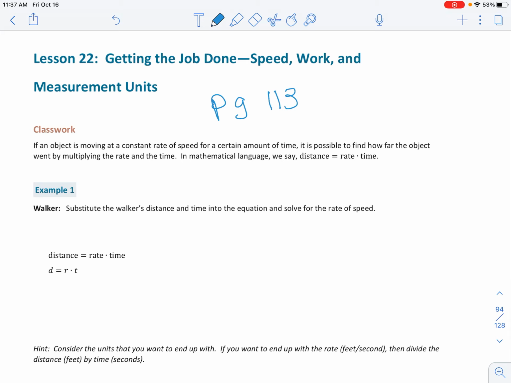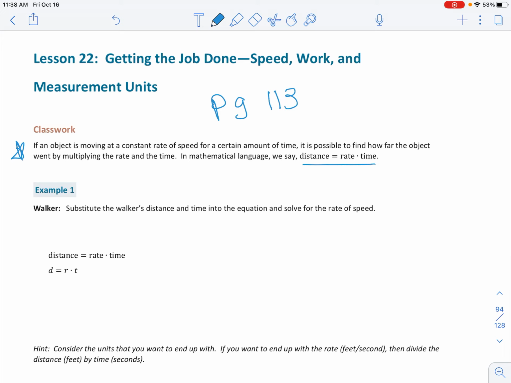So our classwork: if an object is moving at a constant rate of speed for a certain amount of time, it is possible to find how far the object went by multiplying the rate and the time. In mathematical language, we say distance equals the rate times the time. For example, a rate of movement would be a car going 50 miles per hour, where you're going 50 miles for every 1 hour.